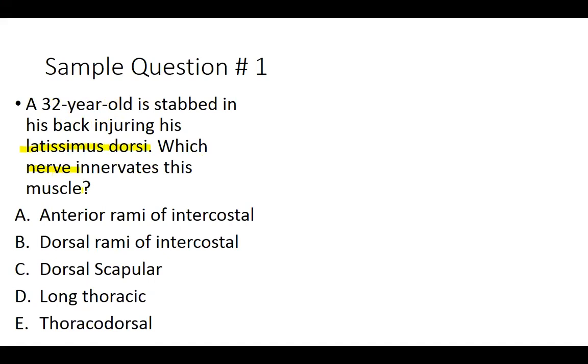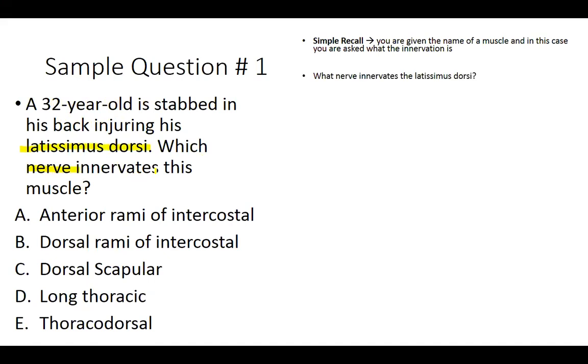Now some of you are already probably mouthing off the answer pretty quick if you've been studying and looking at the lectures and you got it down. So this is a recall question. You're given the name of the muscle, and in this case, you're asked what the innervation is. So what nerve innervates the latissimus dorsi? If you know the answer quickly, you can just circle your answer and move on. If you don't, what you want to do is try to eliminate other answers to get to it.